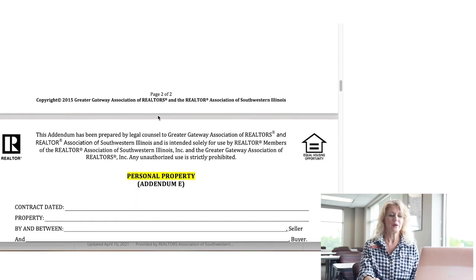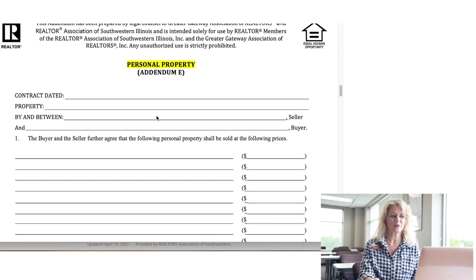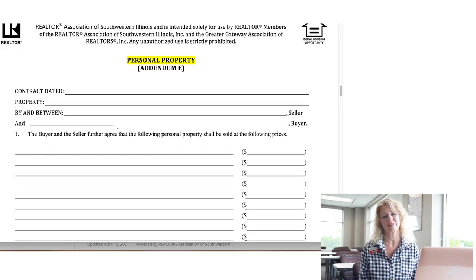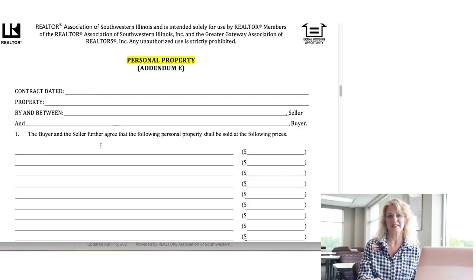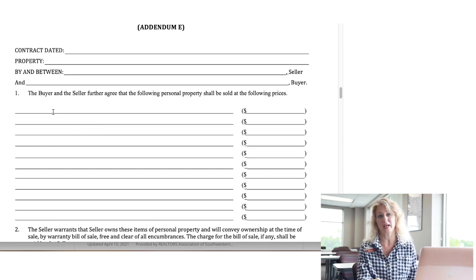All right, moving down. Personal Property Addendum E. This is usually included with most purchase contracts, whether it be a shed in the backyard or a freezer in the basement or the kitchen appliances. Now you don't type here "kitchen appliances." You have to identify each piece of personal property specifically. So contract dated, property address, seller's names, buyer's names, and then identify the personal property that would be included or that your buyer is requesting to be a part of this purchase contract.